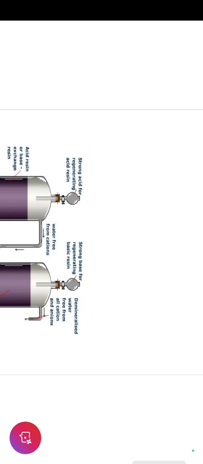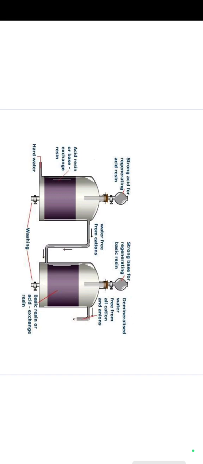The advantages of the ion exchange process: first, highly acidic or alkaline water can be treated by the ion exchange process. Second, the water obtained by this process will have very low hardness, like 2 parts per million. Third, in addition to calcium and magnesium ions, it removes all the ions like sodium, potassium, sulfate, chloride, etc.